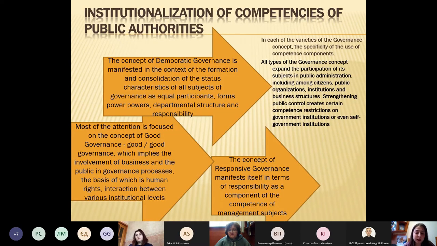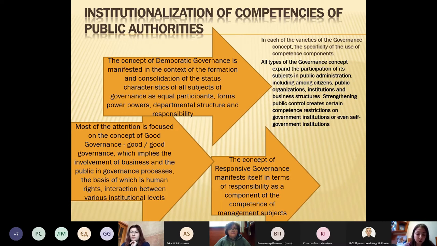In each of the varieties of the government concept, there is a specificity in the use of competence. The concept of responsible government manifests itself in terms of responsibility as the competence of management subjects. The concept of democratic government is manifested in the formulation and consolidation of the status characteristic of all subjects of government: acquiring, participating, forming power, department structure and responsibility.